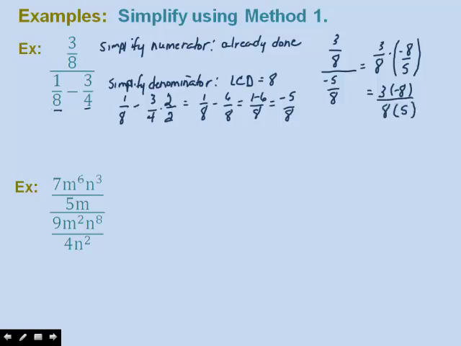Notice that we can cancel the 8's, and here we still have a -1. So that gives us 3 times -1 is -3, and in the denominator we have 5. And this is as simplified as possible. Now let's look at the next example.